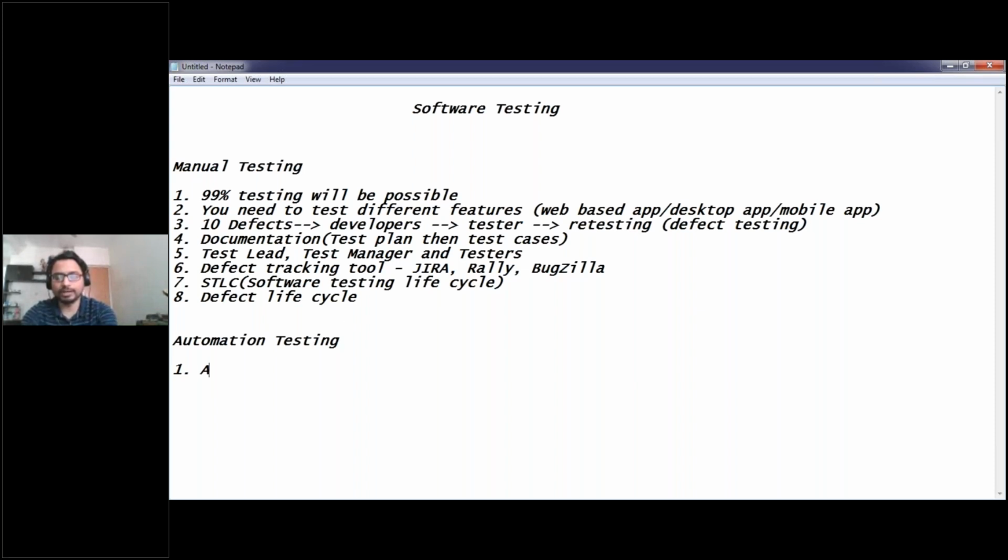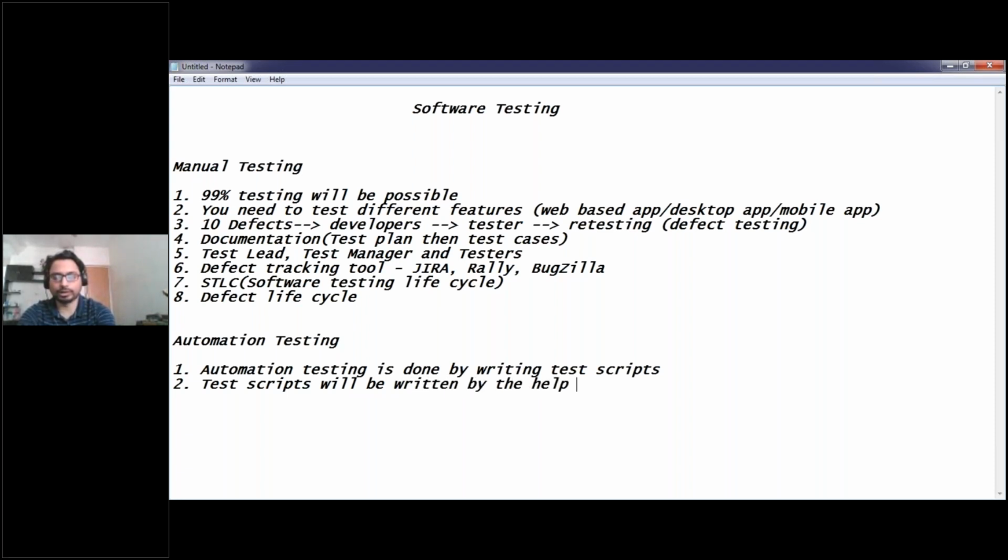So basically, the first point is that automation testing is done by writing test scripts. Test scripts will be written with the help of a programming language.